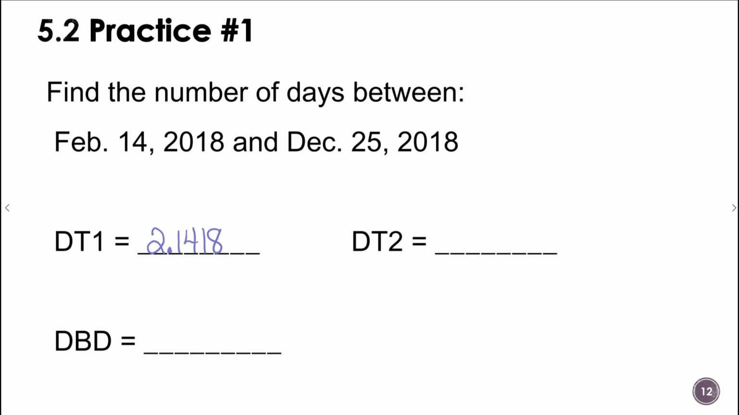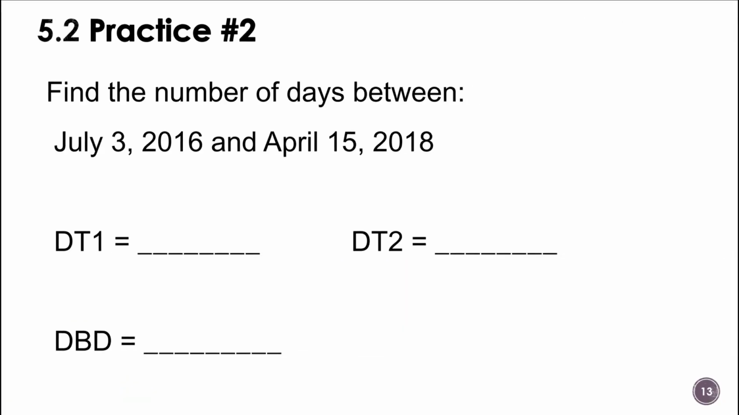And then of course you put that in and push enter. And then to put in December 25th, it's going to be 12.2518. And of course you push enter. We're going to compute days between dates, and that would give us 314. And then that's how we figure out the days between dates. It's a pretty quick process, but you have to practice it to really understand, because you're using these special buttons, and it can just be a little bit confusing.